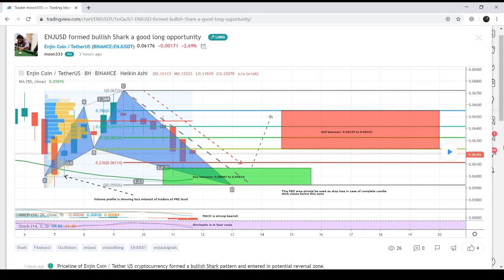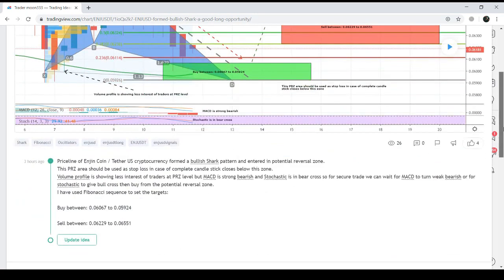Our second coin is ENJ or Enjin US dollar. On this chart, you can see the price action has formed a bullish shark pattern and entered the potential reversal zone. And these are the targets you can see here.